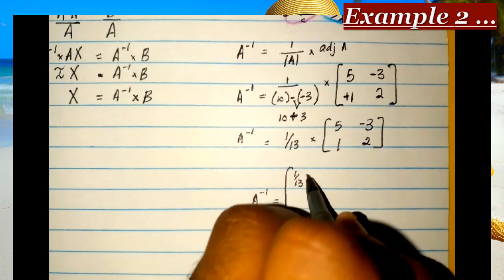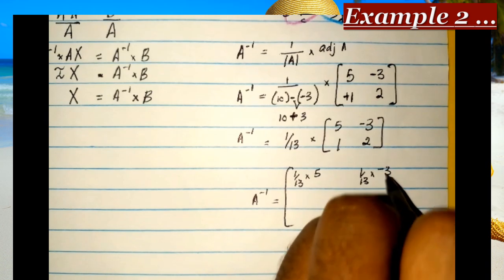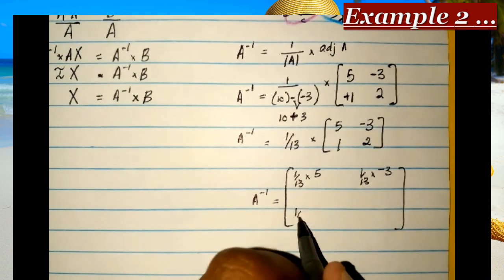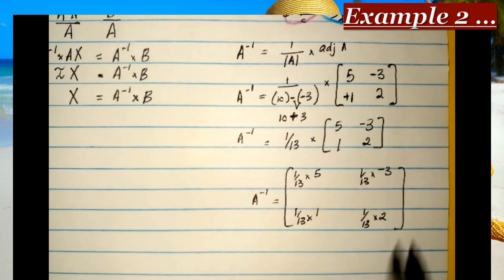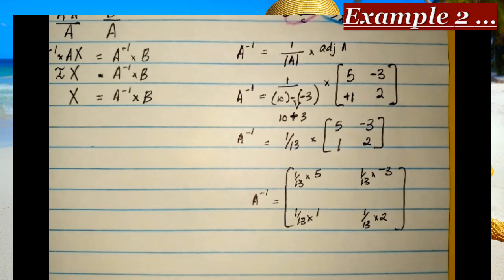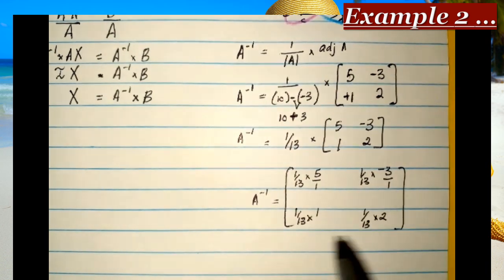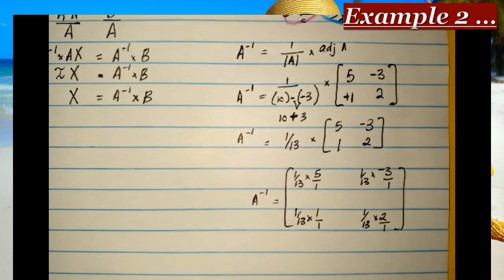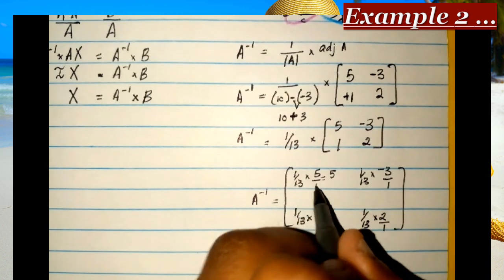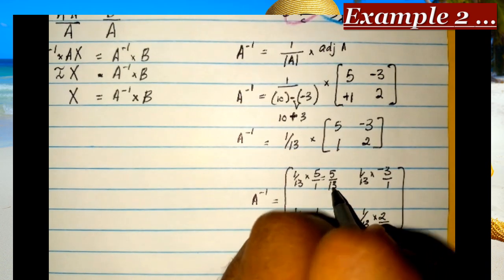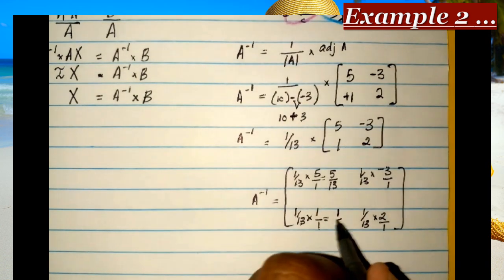1 over 13 times 5, 1 over 13 times -3, 1 over 13 times 1, and 1 over 13 times 2. To make life easier for me, I'm going to convert all these integers into fractions by putting them over 1. Then now I'm going to work them out. 1 times 5 is 5. 13 times 1 is 13. 1 times 1 is 1. And 13 times 1 is 13.